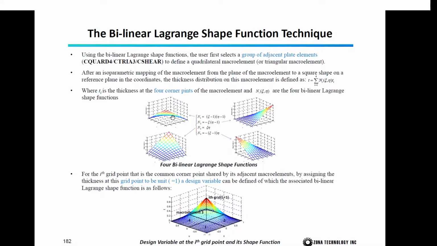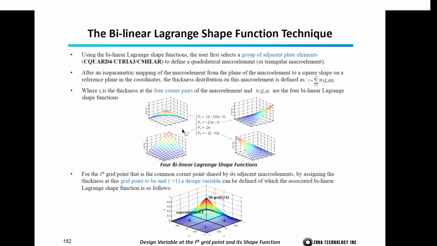So Zymosis will project the grid points associated with the macro elements on a plane. And on this plane, you will map the macro element to a square shape. On this square shape, we can define 4 bilinear Lagrange shape functions, shown here. So the thickness at the 4 corner points of the macro element are the 4 bilinear shape functions.